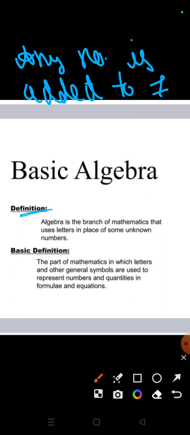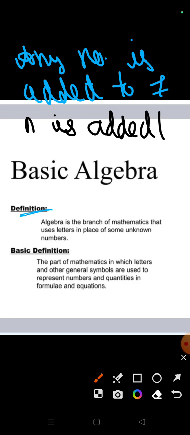Can I write here like this? N is added to 7. I can write this. Yes, of course I can write this, because n is an unknown number. So this any number is the unknown number. So I can write anything. Okay, I will take A also, M also, N also. Means I will take any of the alphabet.